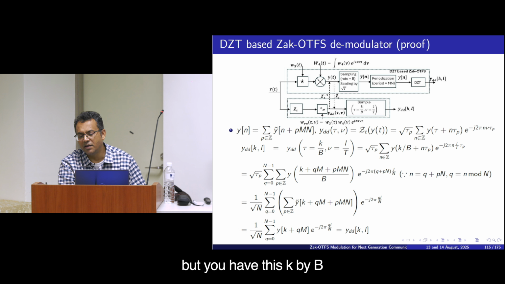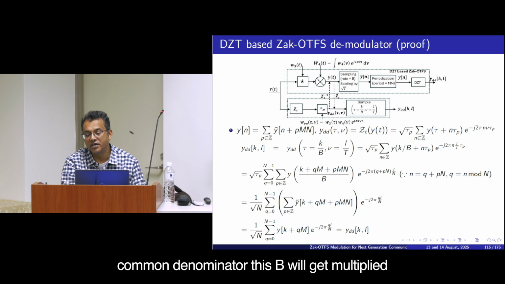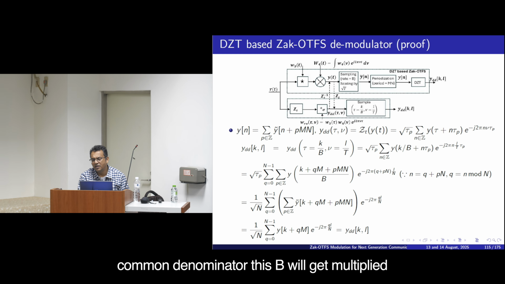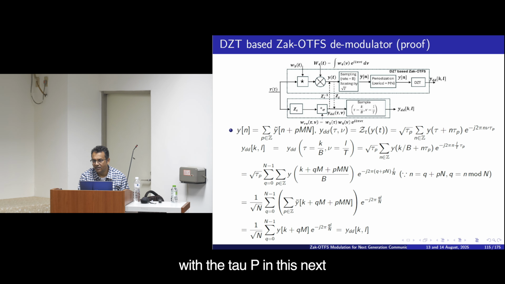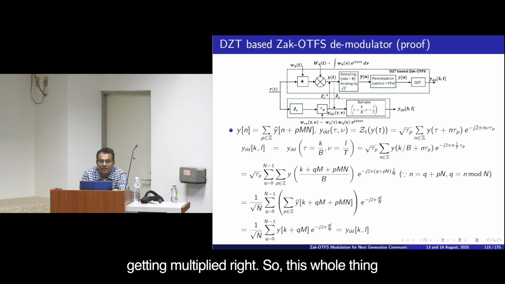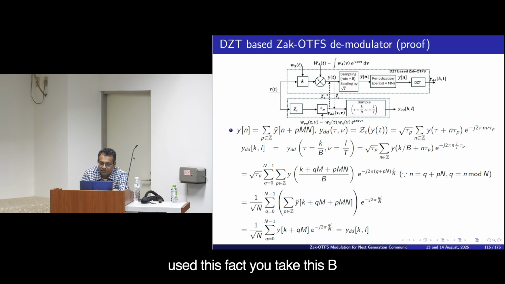But you have this k by b. When you take this b as a common denominator, this b will get multiplied with the tau p in this next term, but b times tau p is equal to, Kevin, m, yes, capital M. And that is why you see that for these two terms capital M is getting multiplied. Right, so this whole thing is equal to this, where I have used this fact.